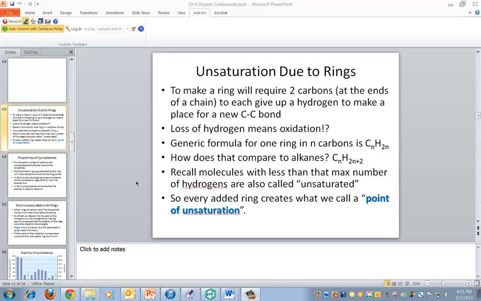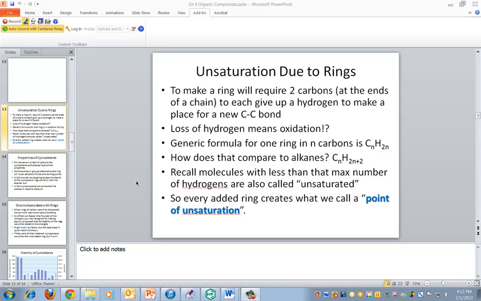So we have this generic formula for alkanes of CnH2n+2, and when you look at the generic formula for a ring, a compound that contains only one ring, with n carbons, the formula is CnH2n, reflecting the fact that you lost two hydrogens. And since the maximum number of hydrogens that you can have is the alkane formula, if you've lost some hydrogens, we say that the molecule has been somewhat unsaturated.